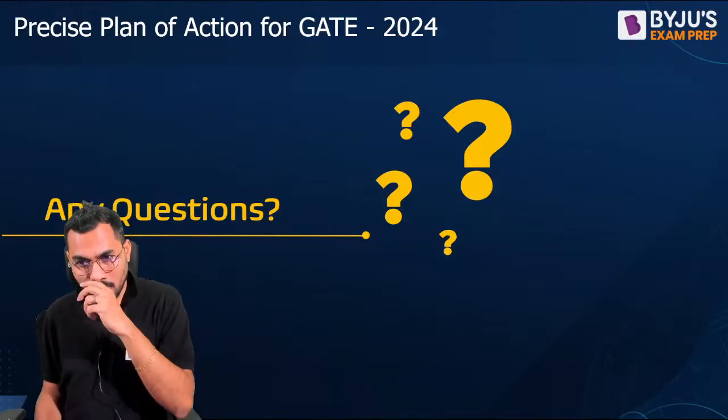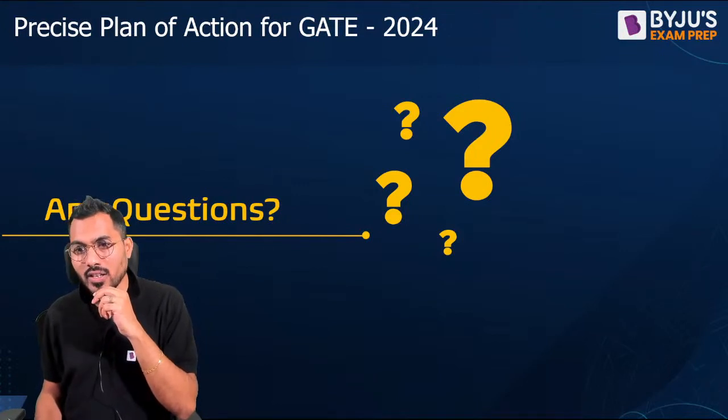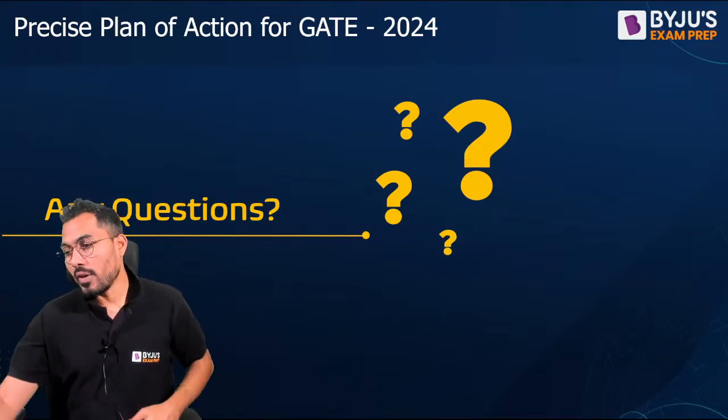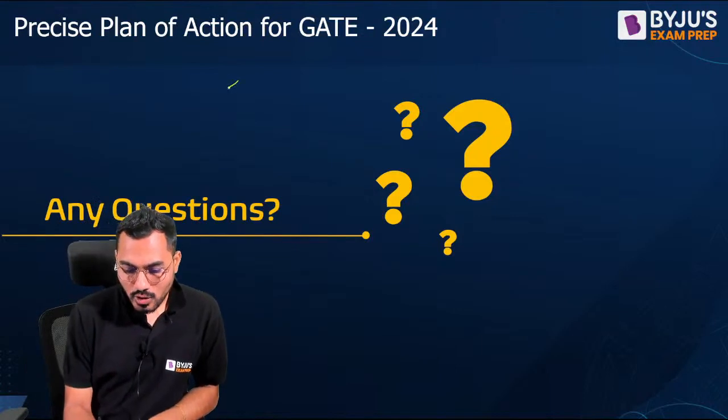Sir, what is the safe rank in GATE PI to get into IIT Madras or IIT Bombay? I'll tell you that for production, your rank should be below 50 or below 100.